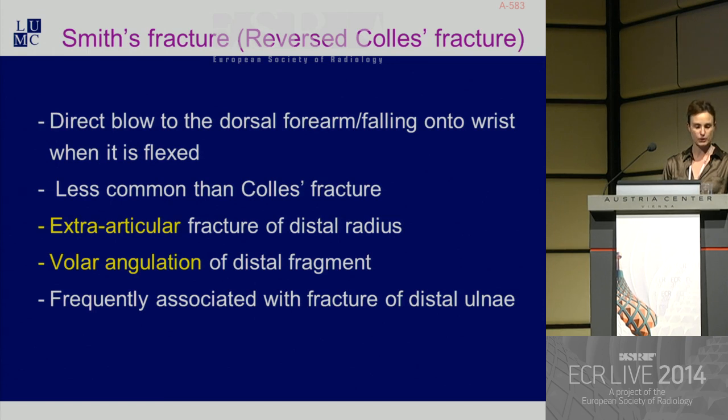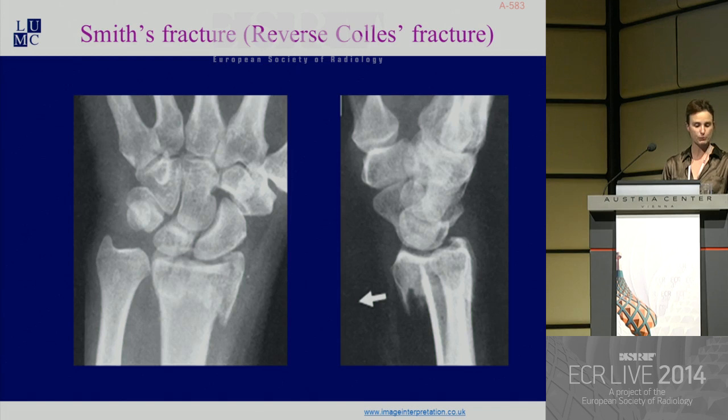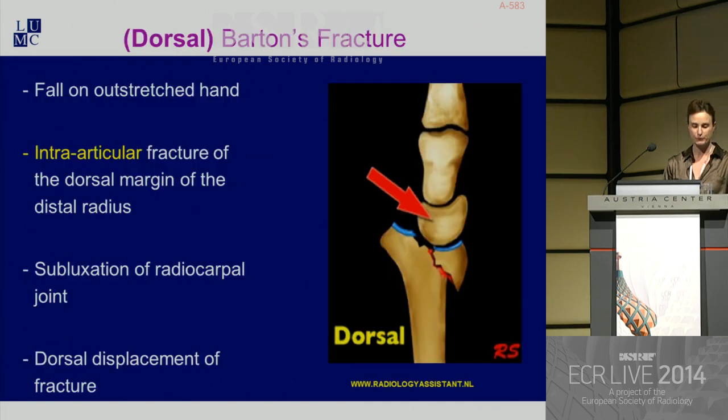In this particular case, we don't have a fall on a palm, we have more a direct blow to the dorsum of the forearm, and also sometimes a fall onto the wrist when the wrist is flexed and not extended. Example of a Smith's fracture. Sometimes, when the fall on a palm occurs in a different way, we can also have what we call a dorsal Barton's fracture.